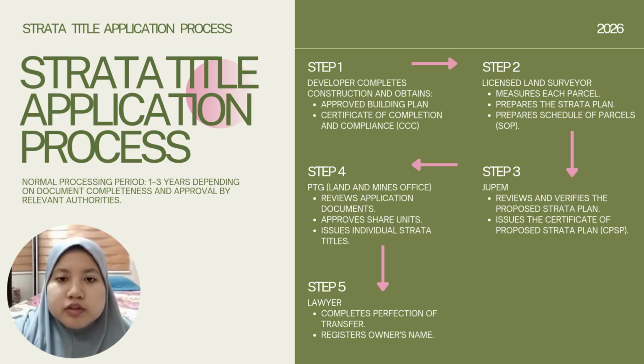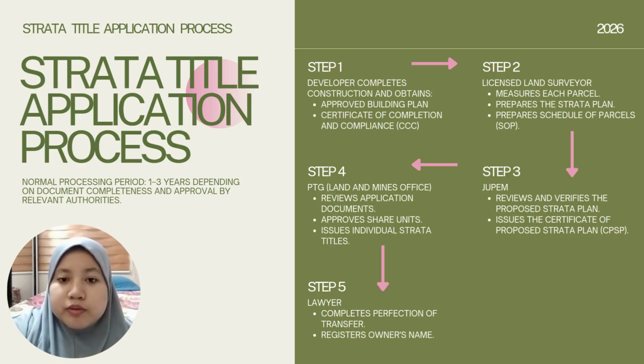Next, I will explain the overall strata title application process. The process begins with the developer after the construction of the building has been completed. Firstly, the developer must obtain approval for the building plans together with the Certificate of Completion and Compliance, also known as the CCC. After that, a licensed land surveyor is appointed to prepare the strata plan and measure every individual parcel within the building. The proposed strata plan is then submitted to the Department of Survey and Mapping Malaysia or JUPEM for technical review and verification.